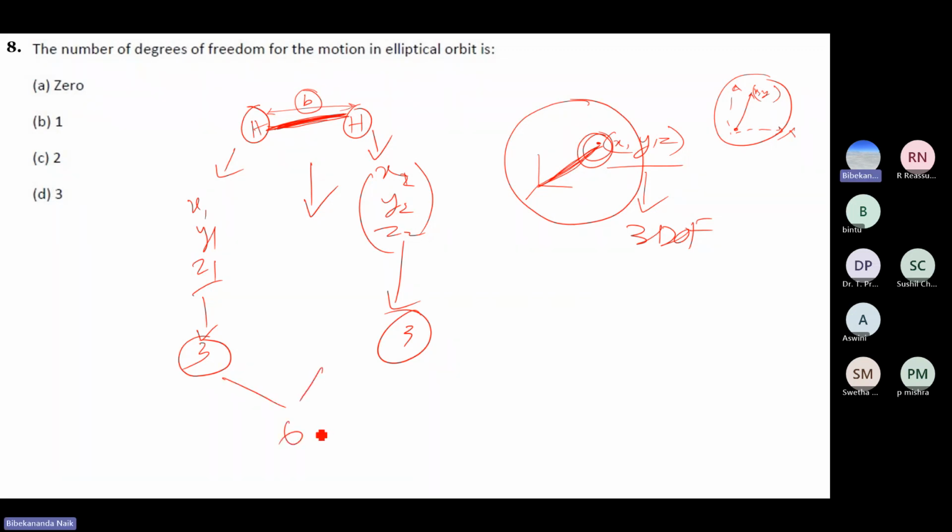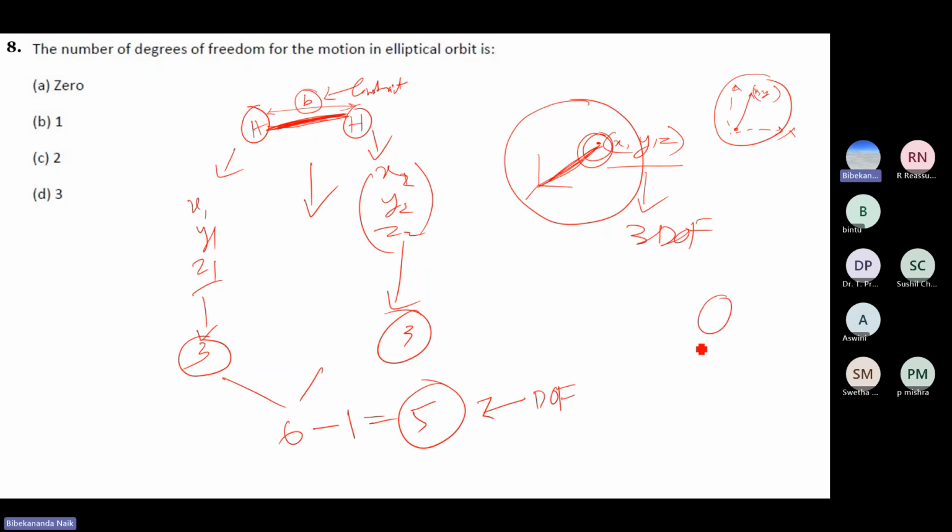We have a total number of coordinates 6. Then there is one condition, that is, the distance between the two hydrogen atoms is fixed. This one is known as a constraint equation. So this is a constraint. Then it will be 5. So the number of degrees of freedom a diatomic molecule has is 5.